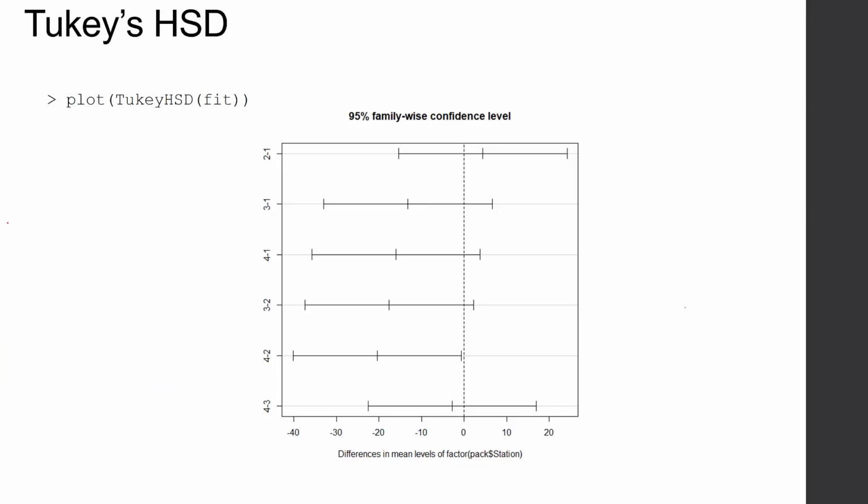We can also make a plot of Tukey's output. Sometimes this is handy just so you can scan. You can see here that all of the confidence intervals contain 0, meaning the p-values are going to be high, not significant, because 0 is a possible value for that difference, except for the station 4 to 2 comparison. So it just mirrors what we just saw in our numerical output.